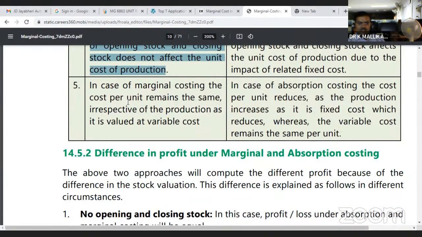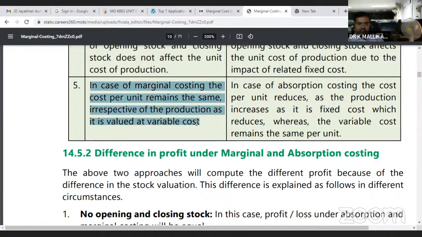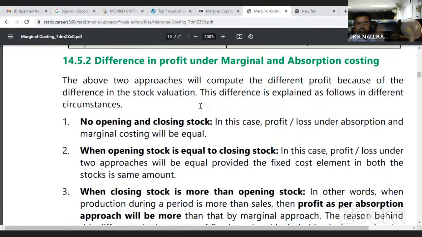So in the case of marginal costing, the cost per unit remains constant irrespective of the production level, as it is evaluated at variable cost. But in absorption costing, the cost of production may reduce as production increases. This means there is a close relationship between production and cost, because they include both fixed cost and variable cost. Here only variable cost is included; if production increases, the total cost increases, but the per unit cost is the same.